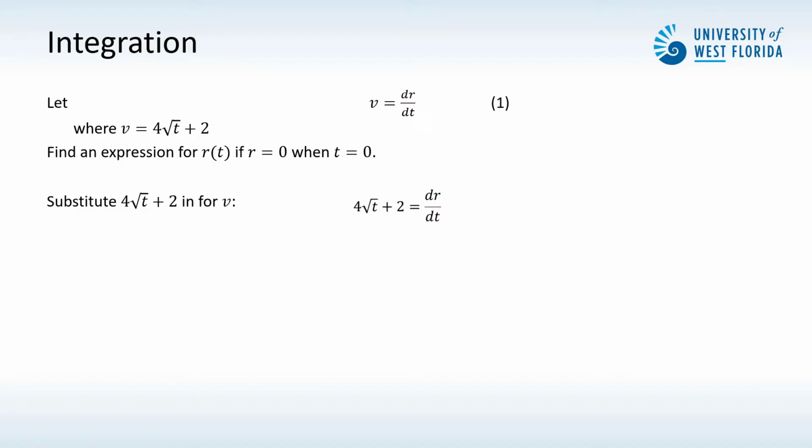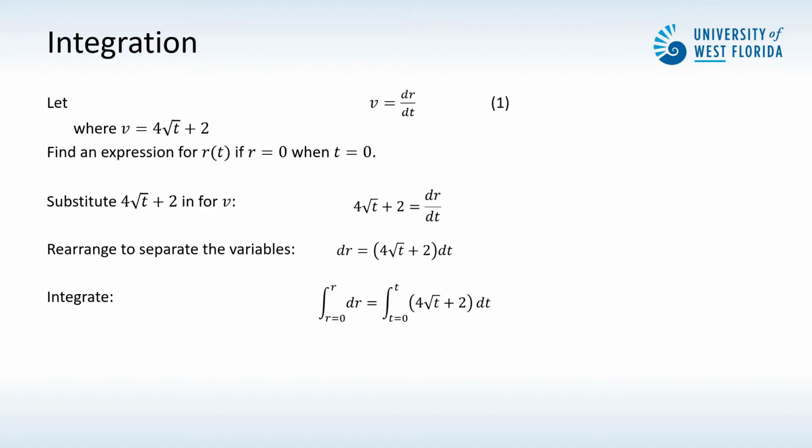Start by substituting the expression for v into equation 1. This gives us 4 square root of t plus 2 equals dr dt. We're going to have to integrate to find an expression for r, but to do that, we need to separate the variables. This just means that we need to rearrange the equation to get all of the r terms on one side of the equal sign and all of the t terms on the other. And now we can integrate.